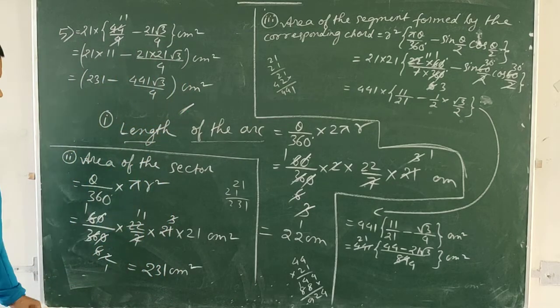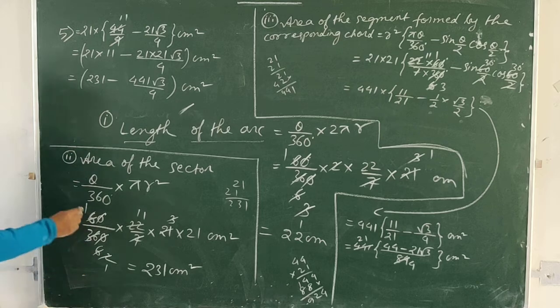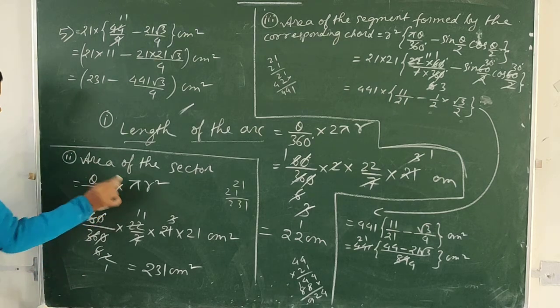Next we will come to the area of the sector. Area of the sector, simple formula, theta by 360 degree into pi r square.